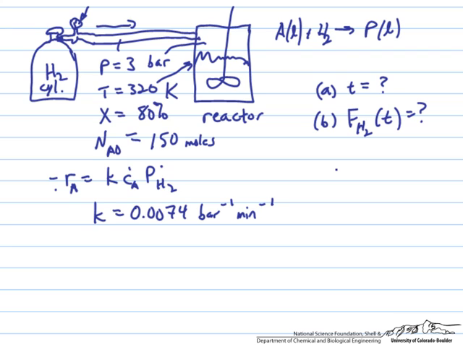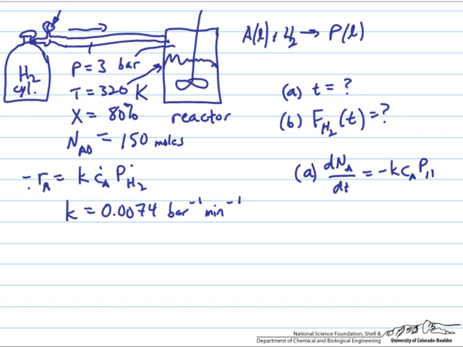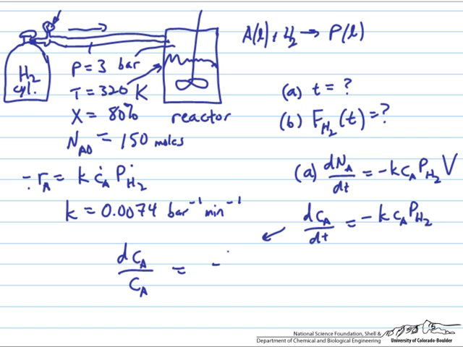All right, so the first thing we'll do for part A is to write the material balance on component A. dN_A/dt is equal to the rate with which A is consumed, negative k C_A p_H2, times the volume of the reactor. We will assume that the volume of the liquid stays constant, which for these hydrogenation type reactions is a very good assumption. So dC_A/dt is equal to negative k C_A p_H2. And we will separate out our variables, so we'll pull the C_A over to one side, and we'll pull the dt over to the other side.